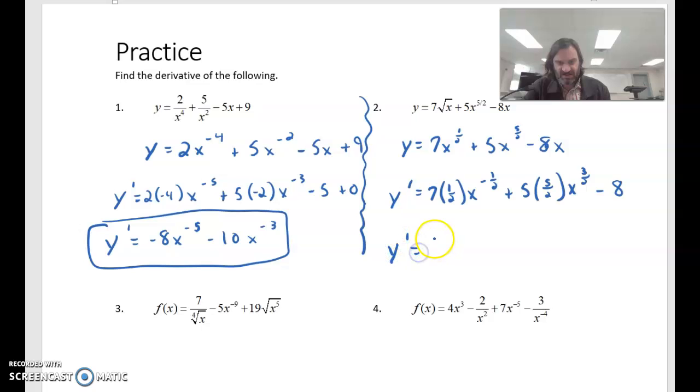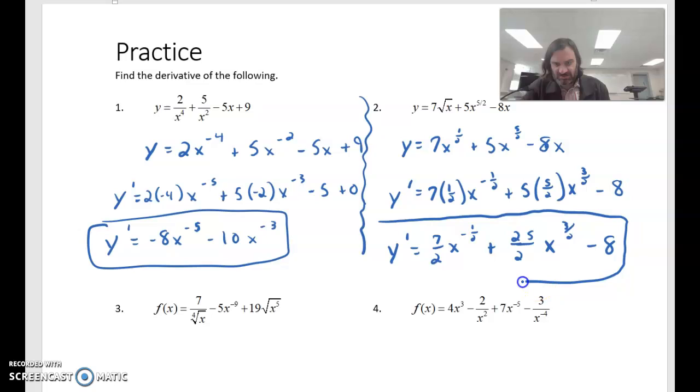Y prime will be 7 halves x to the negative 1 half plus 25 halves x to the 3 halves minus 8. Okay, so we're pulling the exponent out front and reducing the exponent by 1.